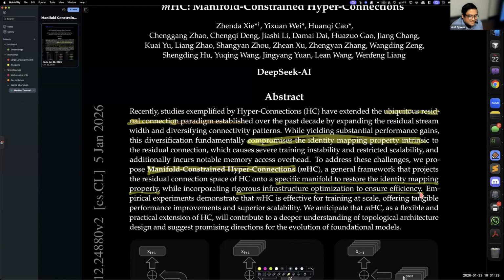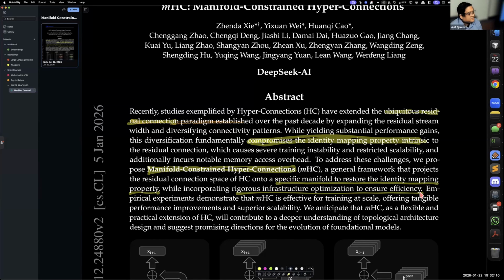And they're saying, and this is the big part which they are doing, that while incorporating rigorous infrastructure optimization to ensure efficiency. See, this is the trademark of DeepSeek. From their first breakthrough to now, what they are achieving is not better language models through scaling, making it bigger and bigger and bigger. They are actually, in almost all of their papers, finding a way to make the current size large language models better. And that's what they focus on.